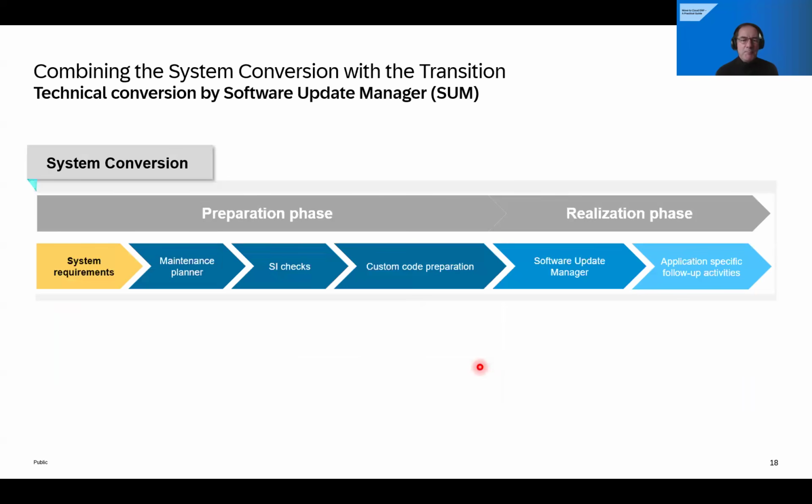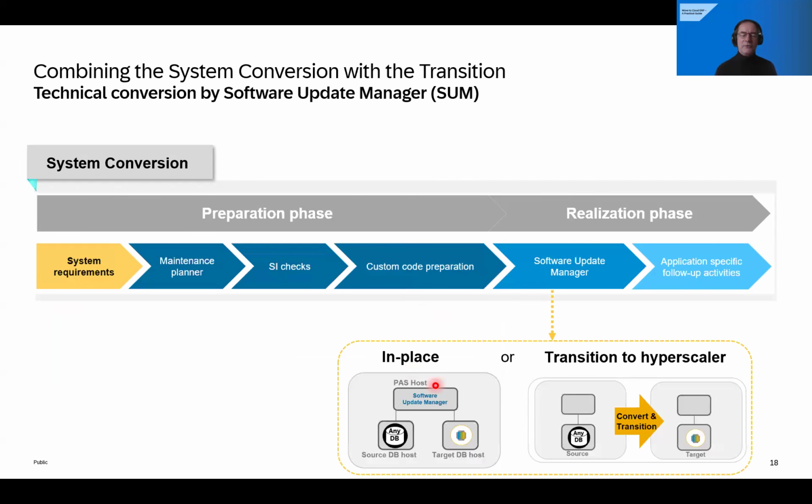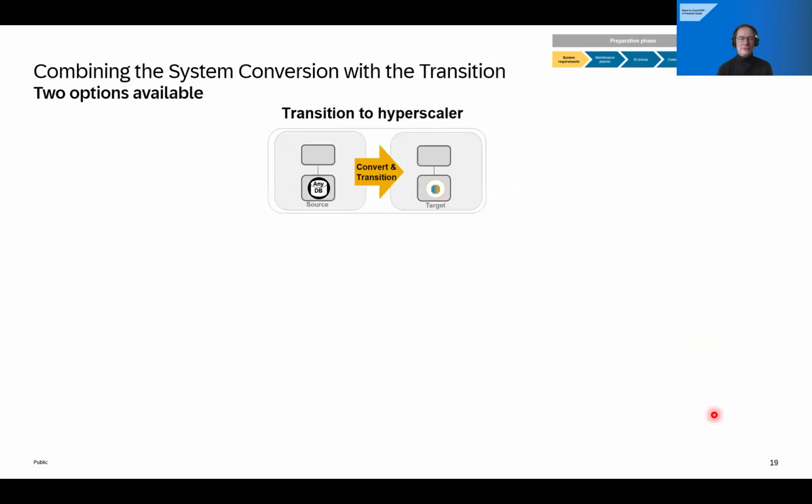Edition. Now, what you already know is the software update manager is the technical engine, and we have already discussed that it's technically possible to do this in place. From the perspective of the application server level, if this is kept, then the source and target system both are on premise, or we have this case of transition to hyperscaler, which is of course the focus of the session today. So the source system is on premise and it shall be converted, database migration and transition in one step to S/4HANA Cloud Private Edition. This transition to hyperscaler now is the focus.